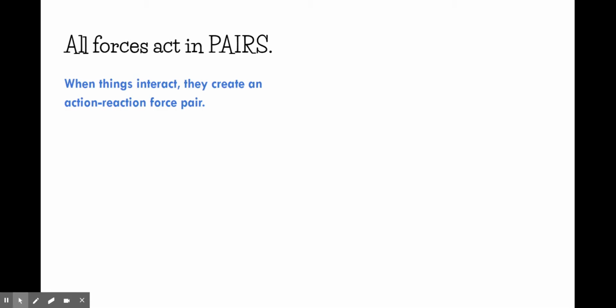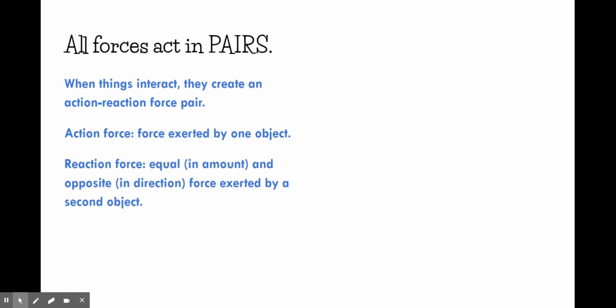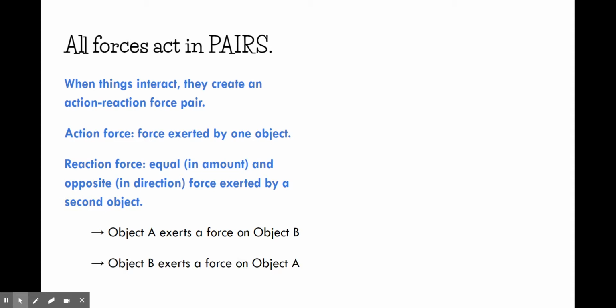When things interact, they create an action-reaction force pair. The action force is the force exerted by one object, and the reaction force is the force exerted by a second object, except that force is equal in amount and opposite in direction to the action force. So, for example, object A exerts a force on object B, and object B exerts a force that's equal in size and opposite direction back on object A.